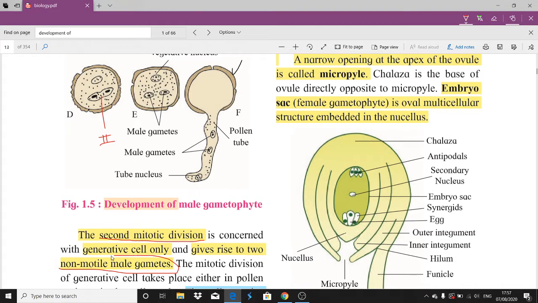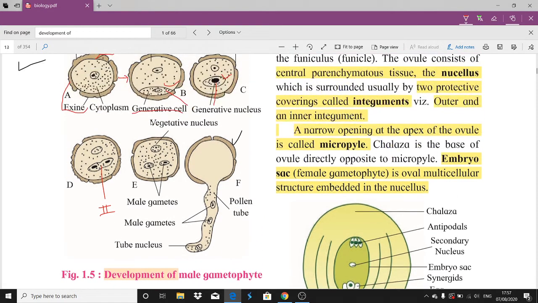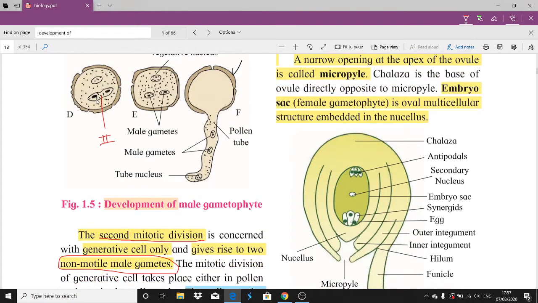Now this is very important because here you are talking about the second mitotic division in the generative nucleus and there is formation of two male gametes. Now you can observe in this diagram E, after the second mitotic division there are two male gametes formed, right? Now see, these are the two male gametes and this is a tube nucleus.